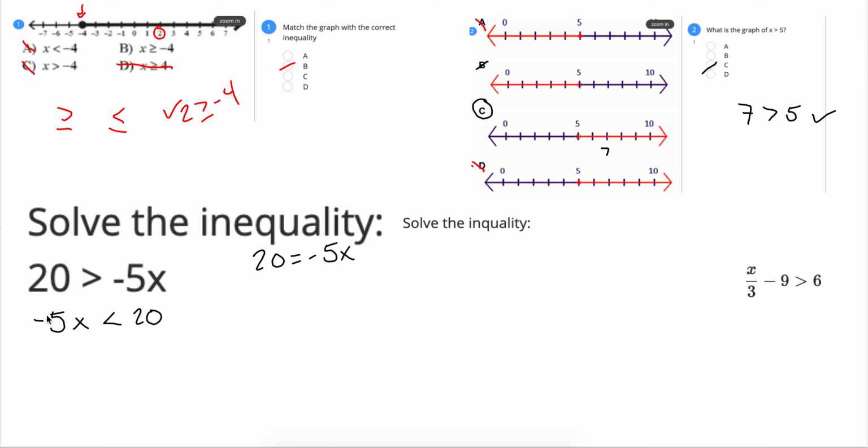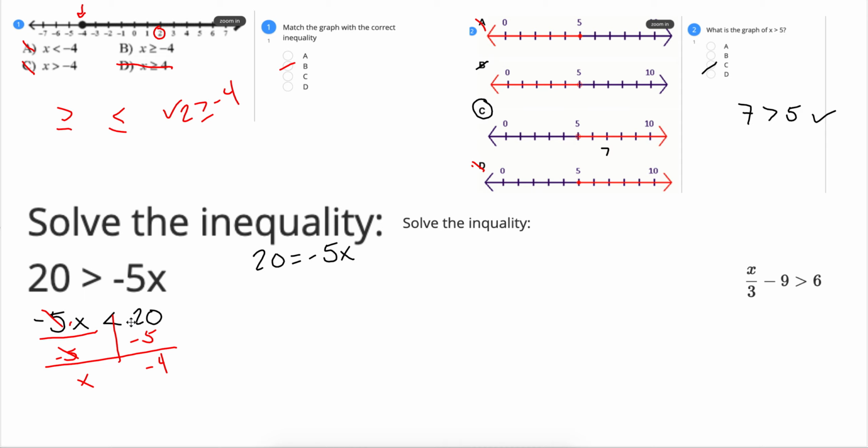First thing to do is get rid of this -5. This is -5 times x. So I'm going to do the opposite and divide both sides by -5. -5 divided by -5 is 1. It's invisible. We just rewrite the x. 20 divided by -5 is -4.